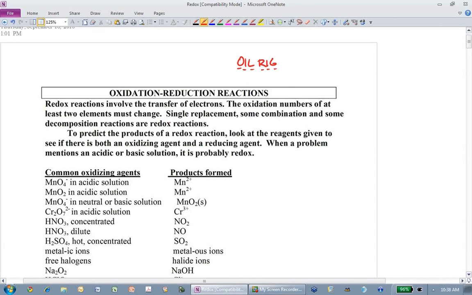So oxidation numbers are something that you know how to do, and the oxidation numbers of at least 2 of the elements have got to change. All right, so we're going to run into 3 different major types of redox reactions. The normal, typical type that is in most textbooks, and most textbooks dwell on it ad nauseum, is where one thing is oxidized and yet another thing is reduced.